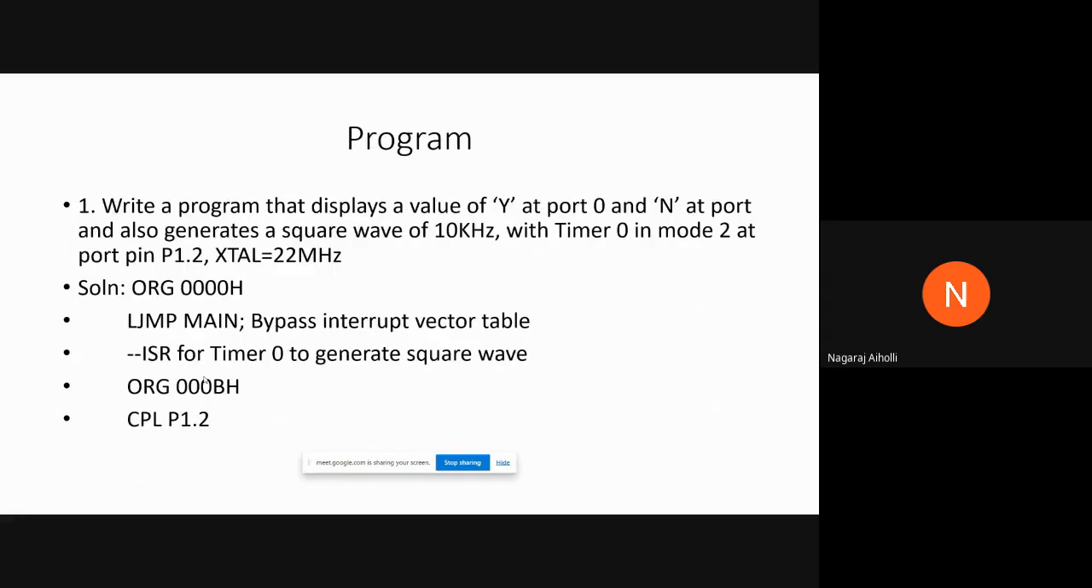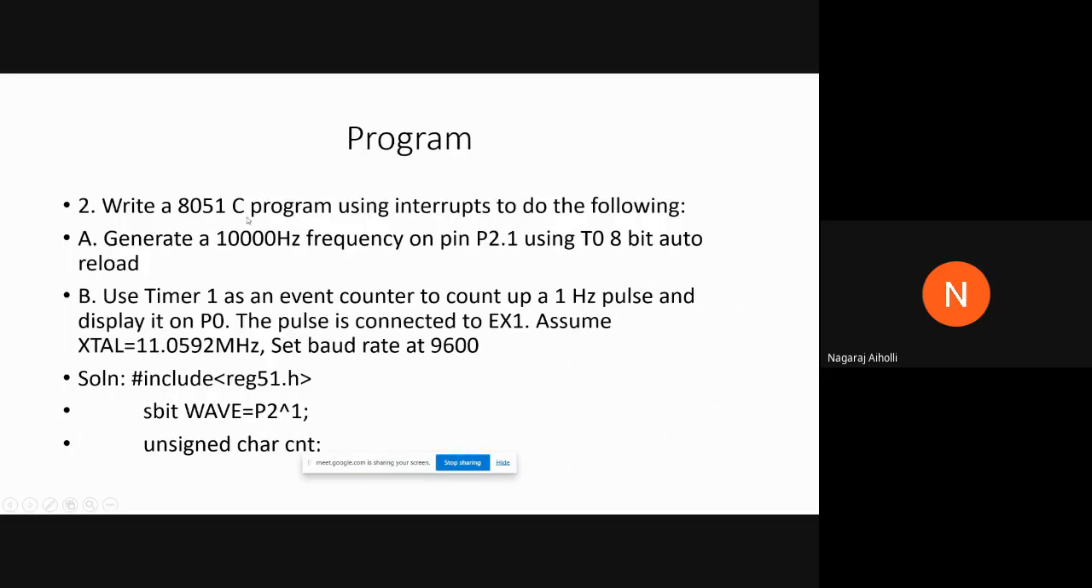We have written it in assembly language. If you are not mentioning anything, then you can make use of assembly language. But if you are expected to write an 8051 C program, then you have to write the C program only for that particular logic. Like this, we have covered the topics here.